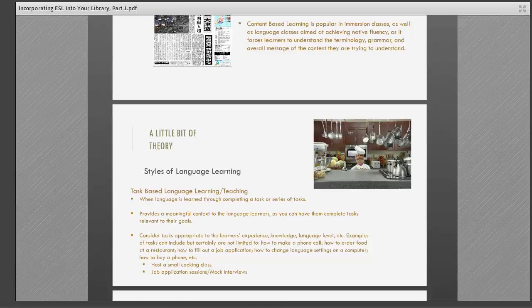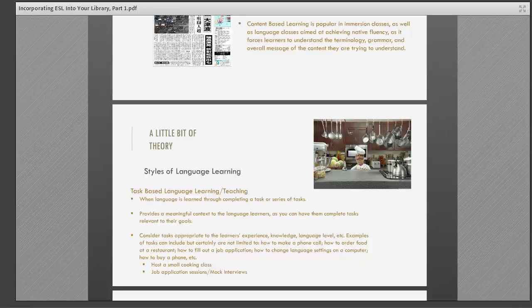So I talk about this in the second installment and the third installment. One thing you're always going to have to keep in mind is who is your audience? What language level do they have? Are you hosting ESL programs for intermediate to advanced English speakers? Or are you hosting it for novice level English speakers? That's something to keep in mind.